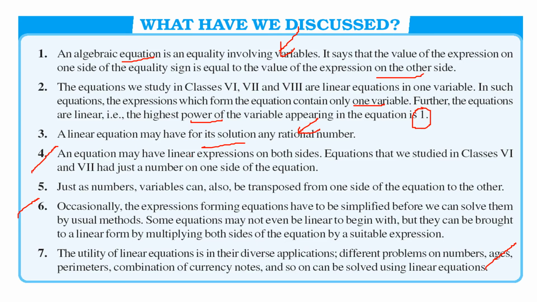And an equation may have linear expressions on both sides, right? Just like numbers, variables can also be transposed or transferred from one side to another, just change the sign. The expressions forming the equation have to be simplified before we can solve them, by the usual method. And some equations may not even be linear to begin with, but they can be brought into linear form by multiplying both sides of the equation by suitable expressions.